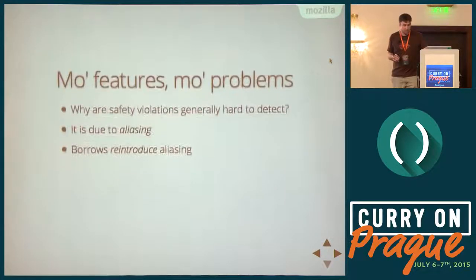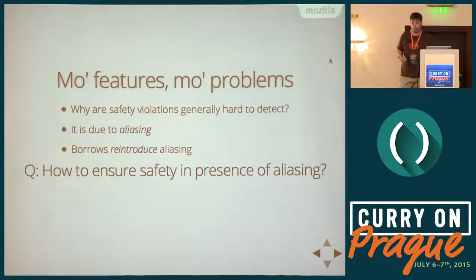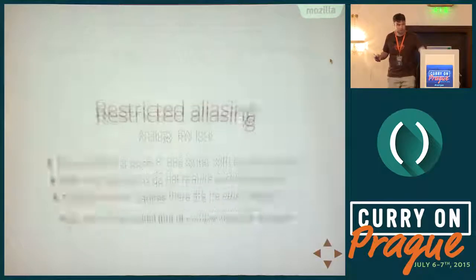So, okay, we have borrows. Great, everything's solved, right? No. You see that we're bringing back all the same problems we had before, because a reason that you can't just statically detect all the bugs in the world is largely because of aliasing. It becomes too hard to analyze code. And borrows would reintroduce aliasing. So what do we do? We restrict it.